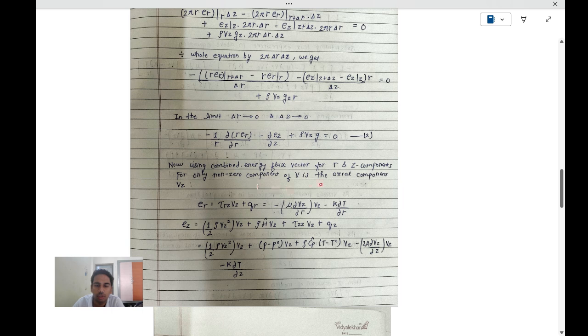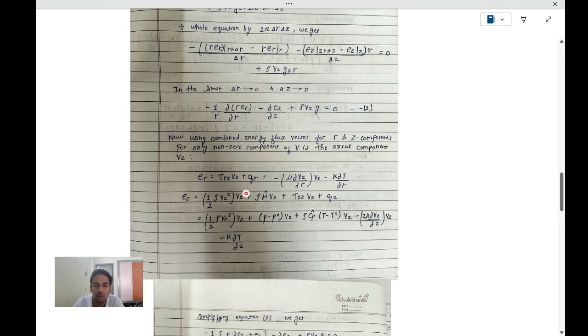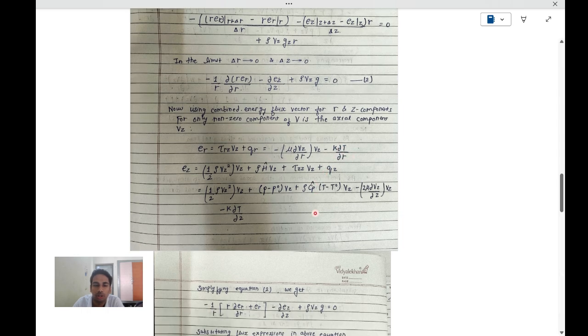Now, using the combined energy flux vector for the r and z components and for the non-zero component of velocity, we will get Er is tau rz into Vz plus Qr. Tau rz into Vz is given as the convective energy flux and Qr is the conductive energy flux. Using Newton's law of viscosity, we will get minus mu into del Vz del r into velocity z, and using Fourier's law of heat conduction, we will get Qr equal to minus k del T upon del r.